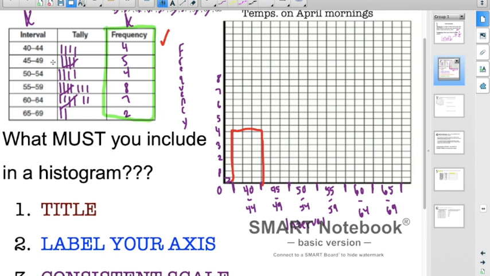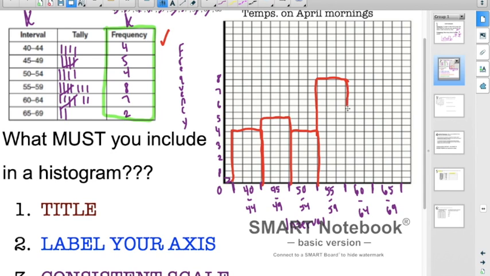So then I do 45 to 49, and I get 5, which means I go up, up, up, up, up, starting at 45 to 49. I go to 5, and then I go back down. And then I keep doing this. 55 to 59, I'm going all the way up to 8. So it's all the way up here.